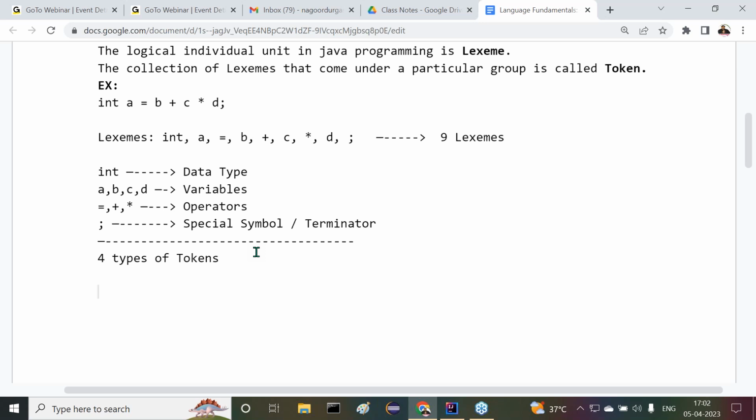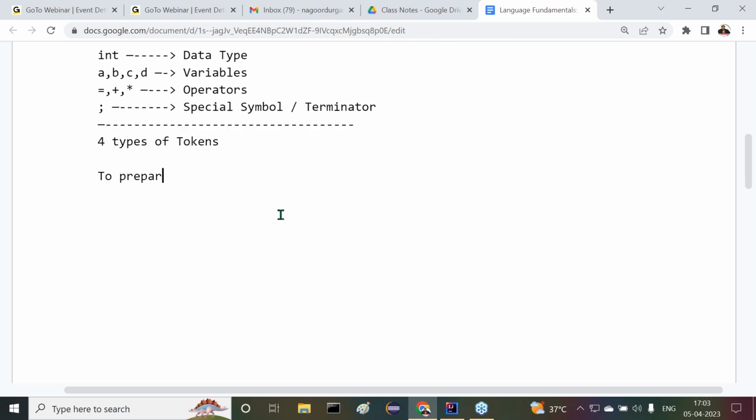After understanding this, what are the various tokens available in Java to prepare our Java applications? If you observe the types of tokens in Java applications, understand this. What are the various types available here? To prepare Java applications, Java has provided the following types of tokens. What are the various tokens available?